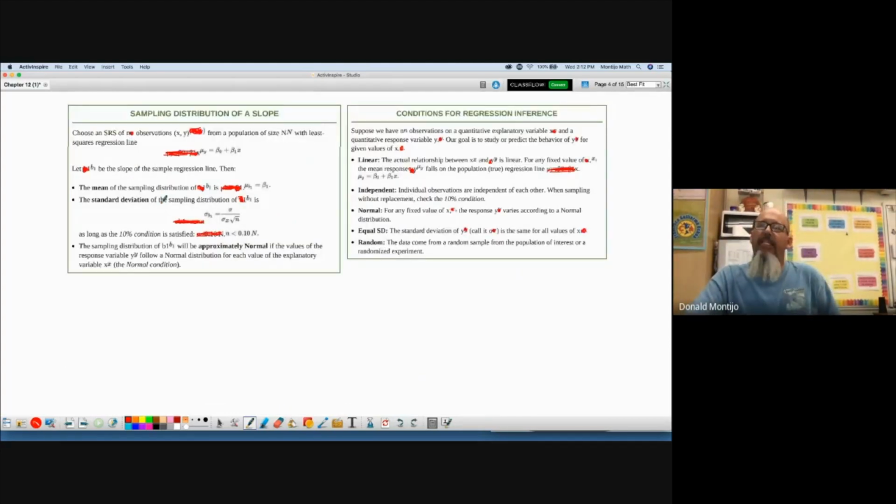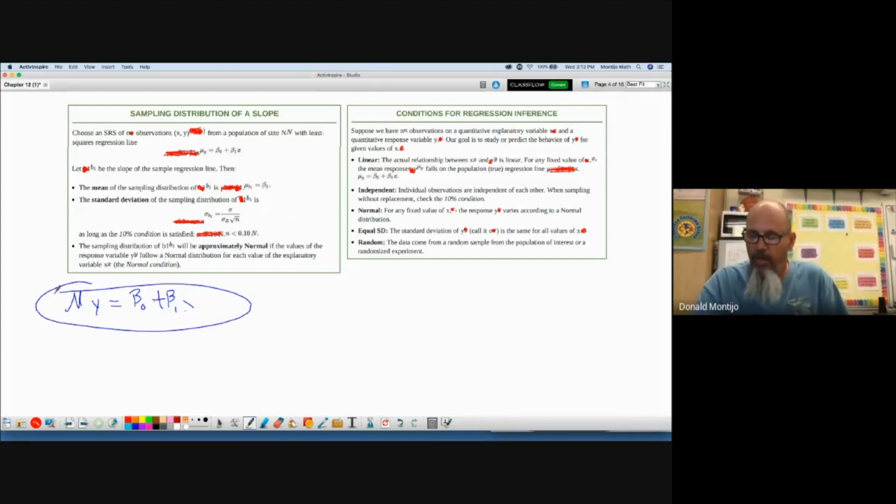So what is the sampling distribution of the slope? Here's another one of these blood-filled pages. So we have to choose an SRS of n observations. So one point is x, y. Remember now that we're graphing on the coordinate plane. Now, what we see here is that the mean of y is equal to beta sub zero plus beta sub one x. This is the true one for the entire population. We don't know what that is, but we're going to try to estimate what that is.